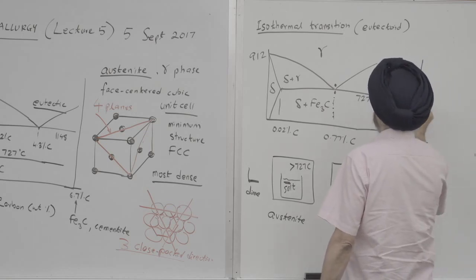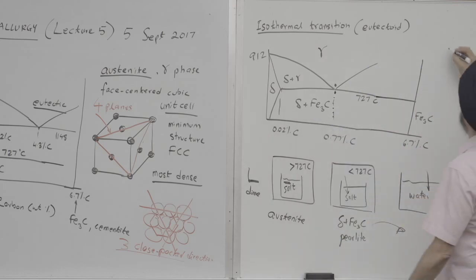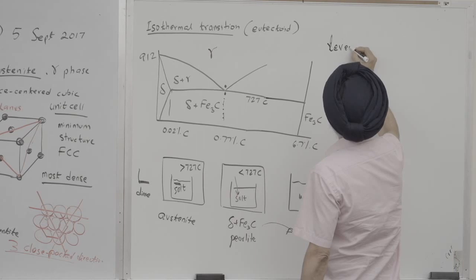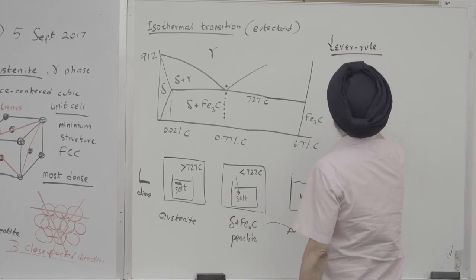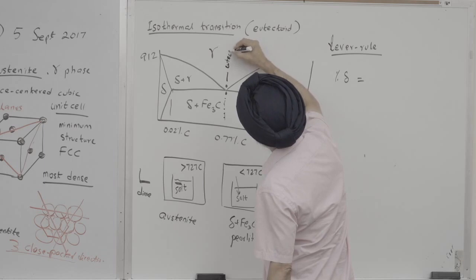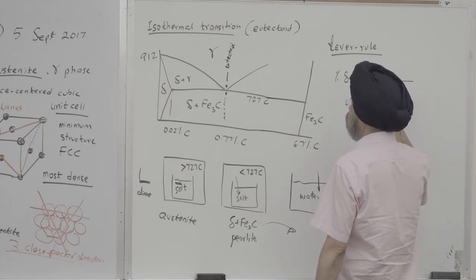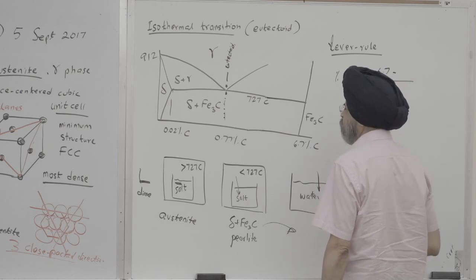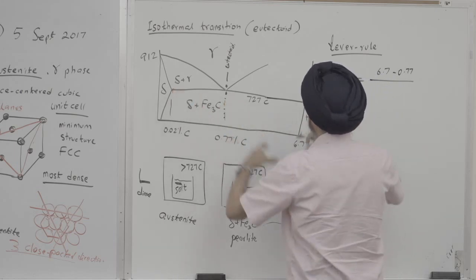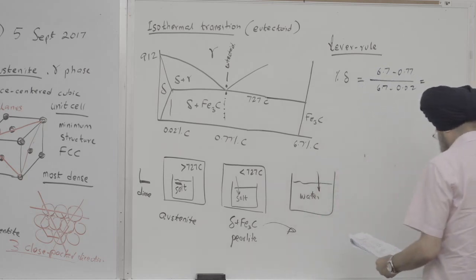So let's see, when we cool to this point, how much delta do we have and how much Fe3C do we have? For that, we apply the lever rule. So the percent delta in this, so this is the eutectoid composition. How much delta do we have? The amount of delta, by the lever rule, would be 6.7% minus 0.77%, that's this length, divided by the total length, which is 6.7 minus 0.02. This comes out to be about 12%.